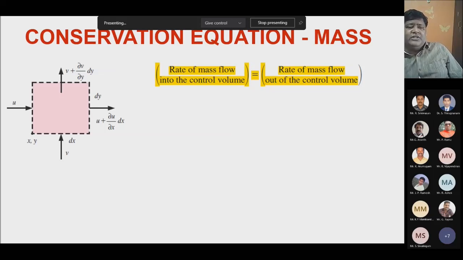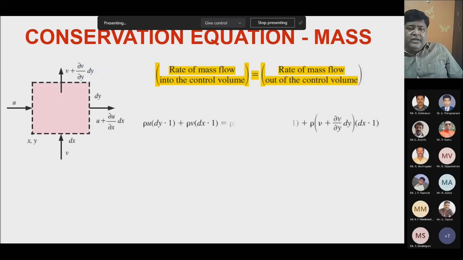Rate means if in 1 second, say for example, 10 kg of fluid is entering the control volume, in 1 second 10 kg has to leave. If it is not leaving, something has been stored inside the system. So we are taking the rate of mass flow. Nothing is stored here. Whatever is entering the control volume, the same thing is leaving the control volume.